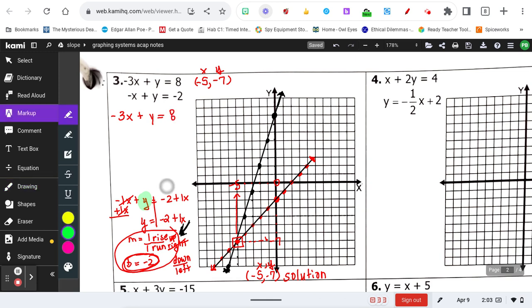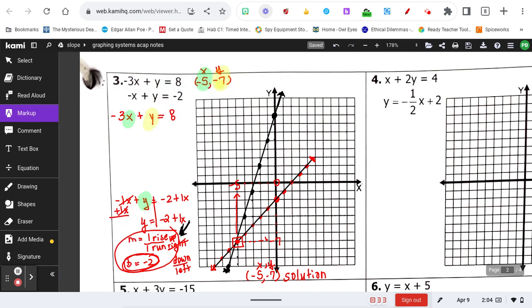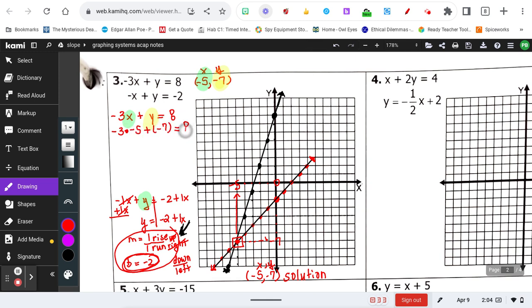I'm going to change my x value to -5, and then I'll change the y value to -7 in each one of these. So that's going to be -3 times -5 plus -7, and it should equal 8. Well, negative times a negative is a positive. So it gives me positive 15 plus -7. Does it equal 8? You subtract according to SADS, and it is more to the right, so it is positive 8. So that checks out.